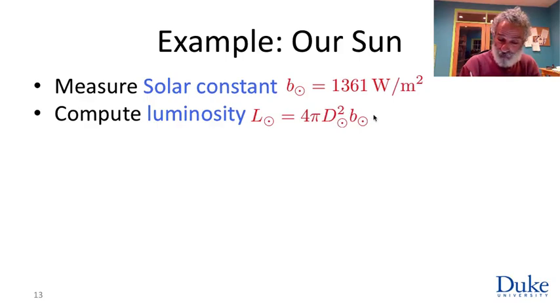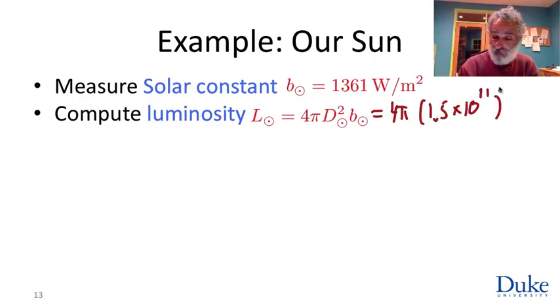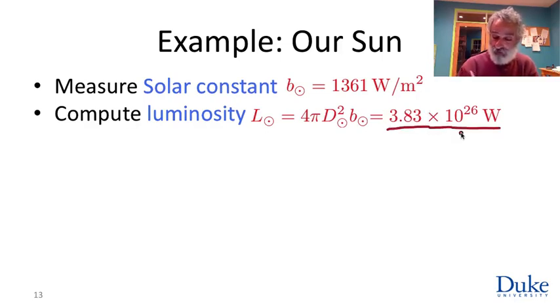And so we put in the numbers. This is 4 pi times 1.5, I'm rounding, times 10 to the 11 meters squared times 1361. And we evaluate the calculation, and you find that the sun is a very bright light bulb indeed. It has a luminosity of 3.8 times 10 to the 26 watts. That's a lot of energy lost by the sun.